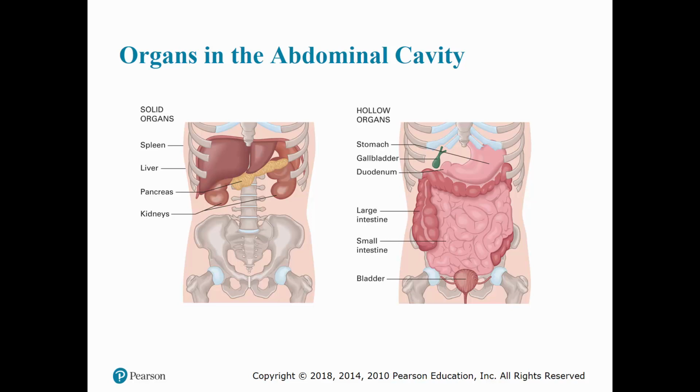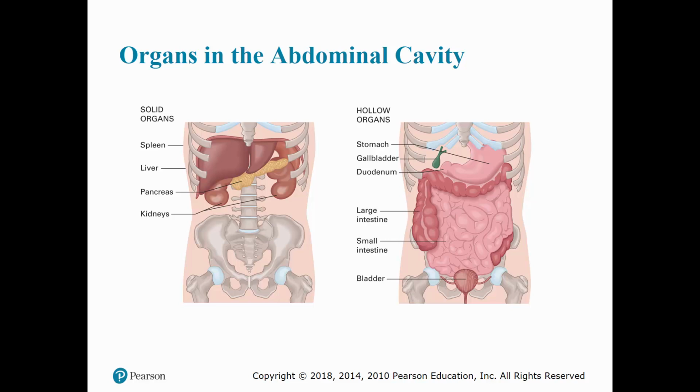As we were mentioning earlier, the solid organs are rich with blood vessels, and they have a large blood supply that flows to them. So if they're injured, they do hemorrhage. The hollow organs, you have your stomach, your gallbladder, duodenum, large intestine, small intestine, and bladder.